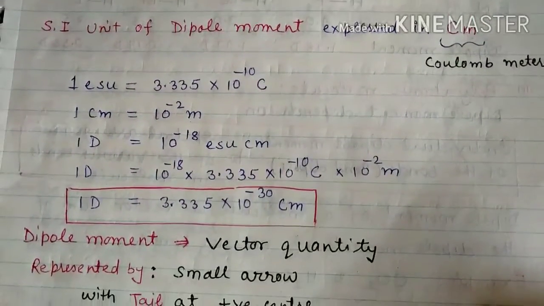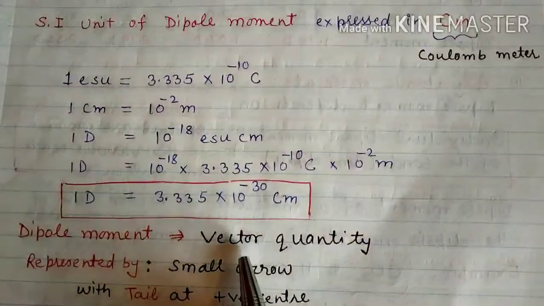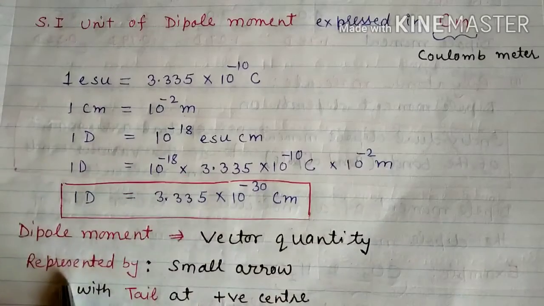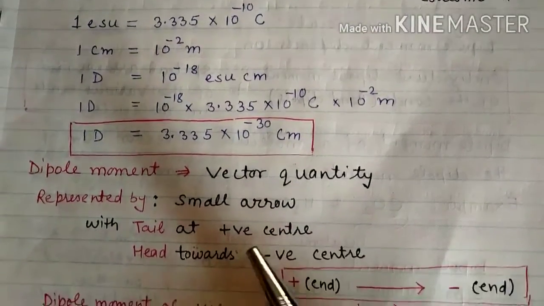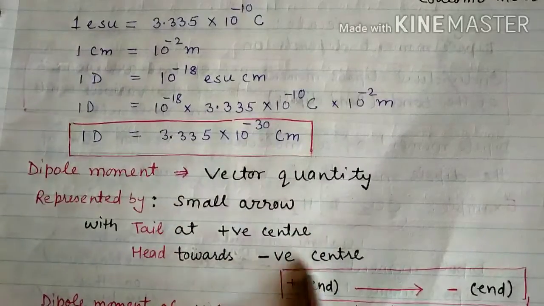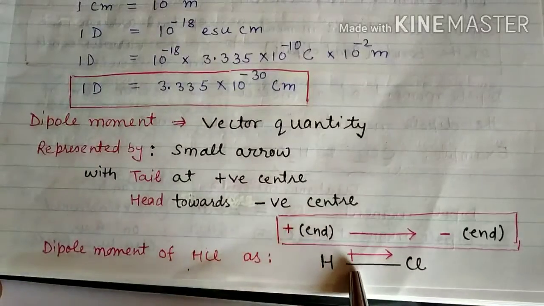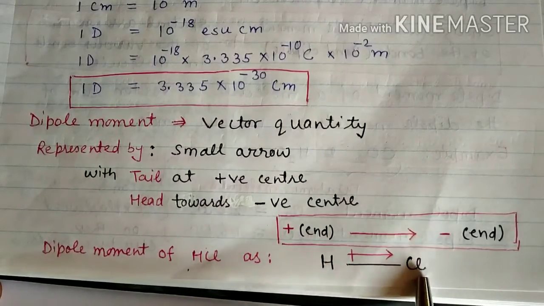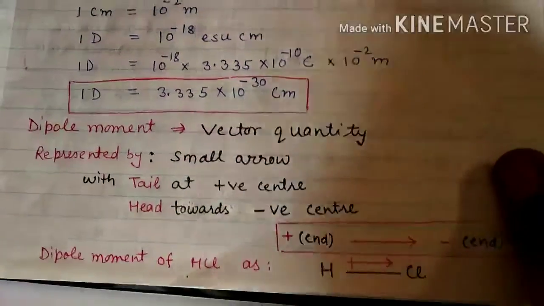Again, as we know, dipole moment is a vector quantity. Vector quantity means it shows the magnitude as well as the direction. It is represented by a small arrow with tail at the positive center and head towards the negative center. As you can see in the case of the HCl molecule, this tail represents the positive end and the head represents the negative end.